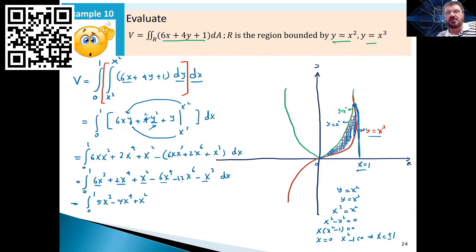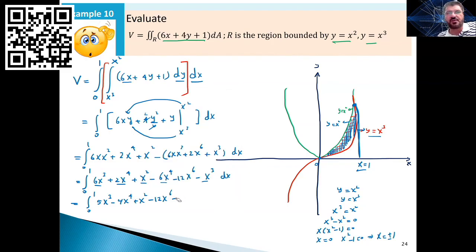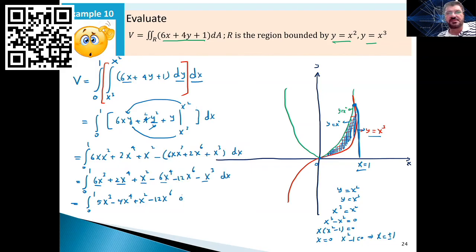Done with this one. Now you have minus 12x to the 6 minus x cubed. Oops, we have x cubed. We finished that one, so we're going to remove that one. I remember I took it, so I don't know why I'm writing it again. dx. Again, 6x cubed minus 1x cubed is 5x cubed. 2x to the 4 minus 6 is minus 4x to the 4. X squared, there is nothing. Then minus 12x, there is nobody.